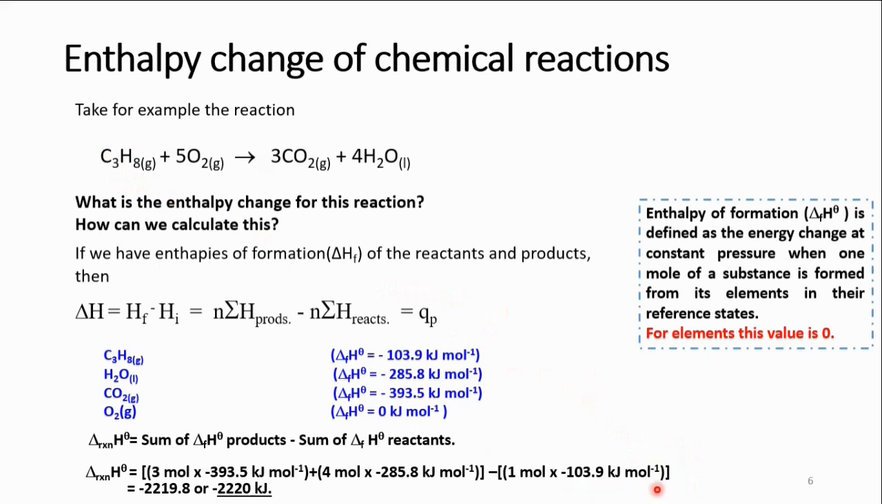And then at the end of that, we realize that our enthalpy of reaction is minus 2,219.8, which some people normally round off to about minus 2,220 kilojoules. So that's our enthalpy of reaction using enthalpy of formation data. It's products minus reactants, but you have to give consideration for the stoichiometry, or reaction coefficients.